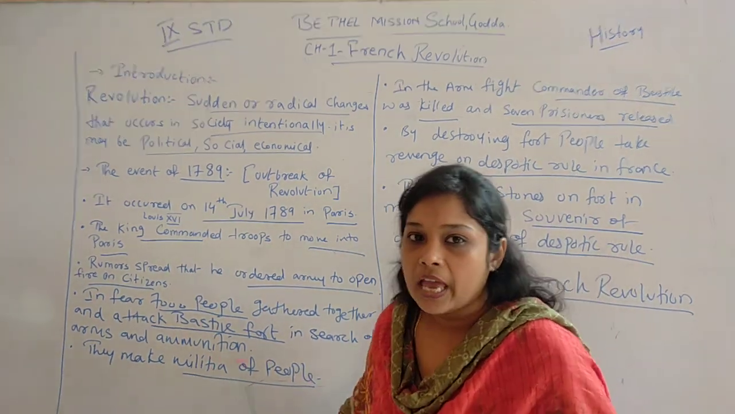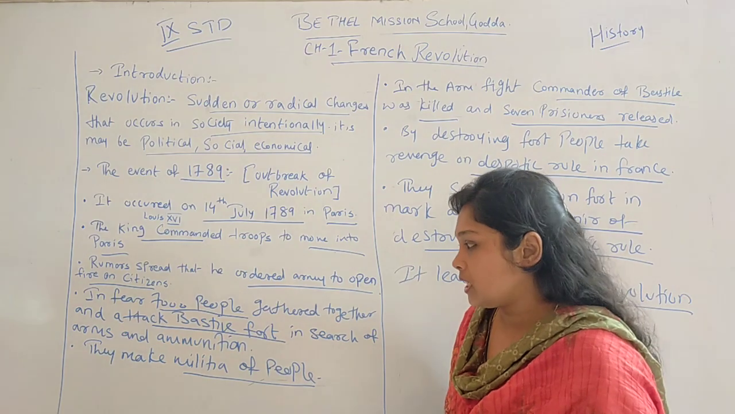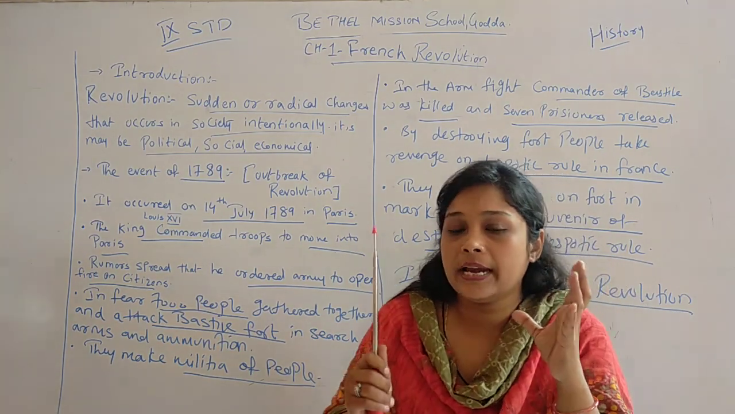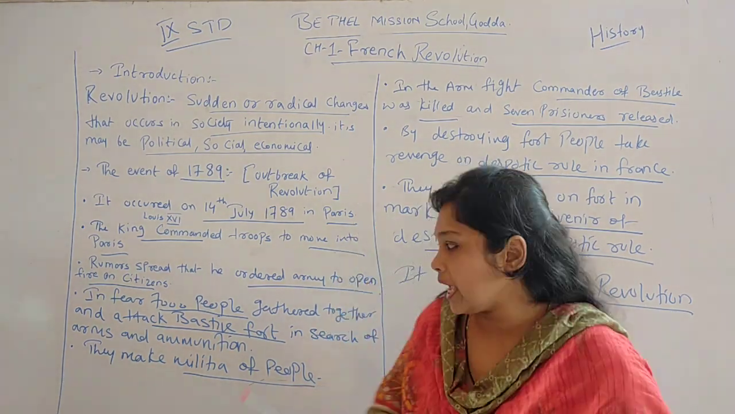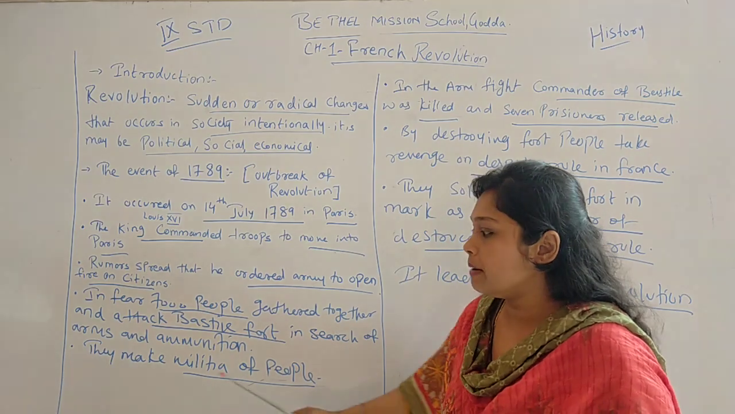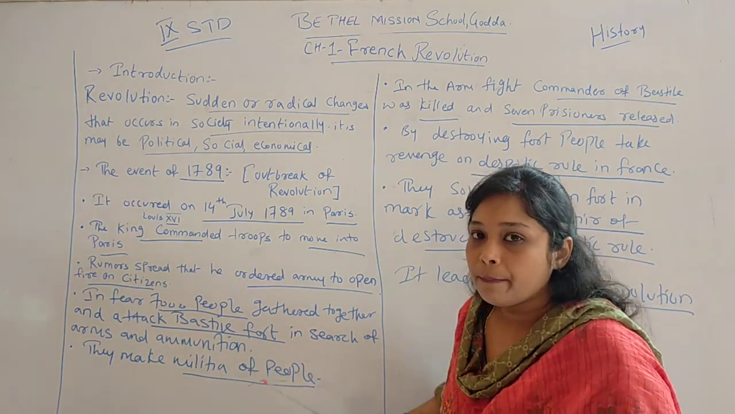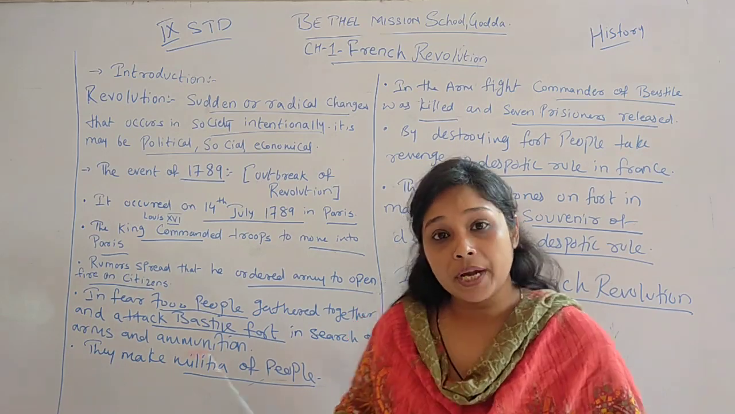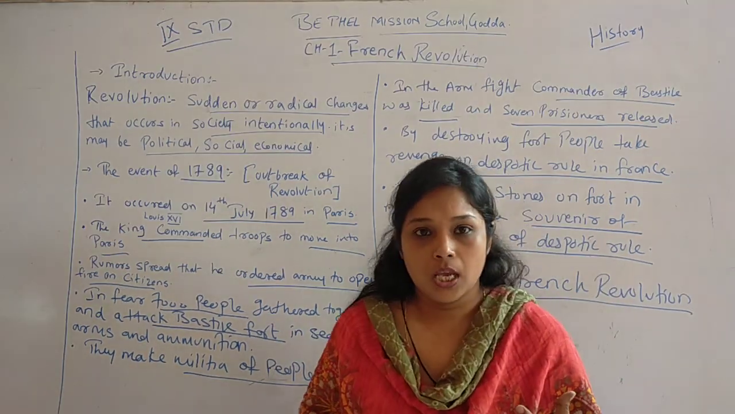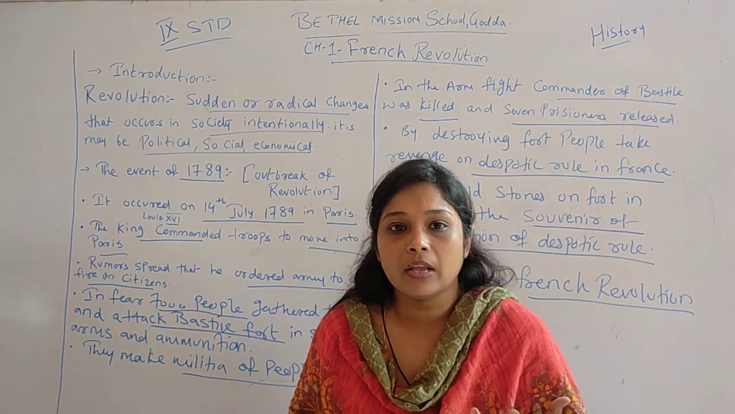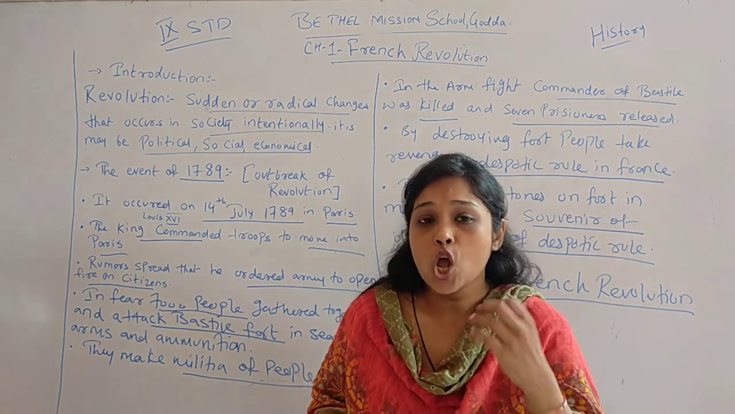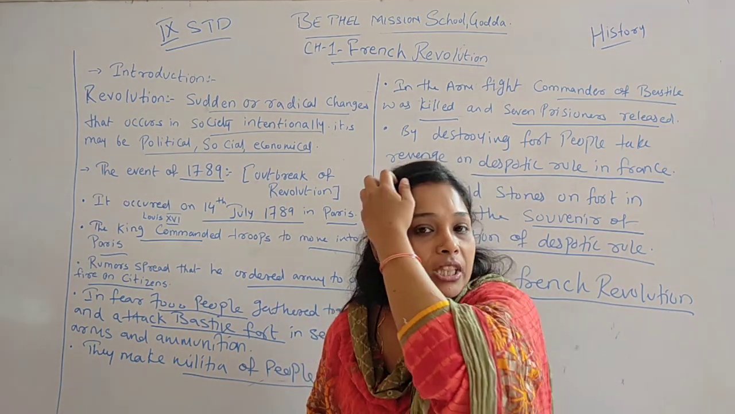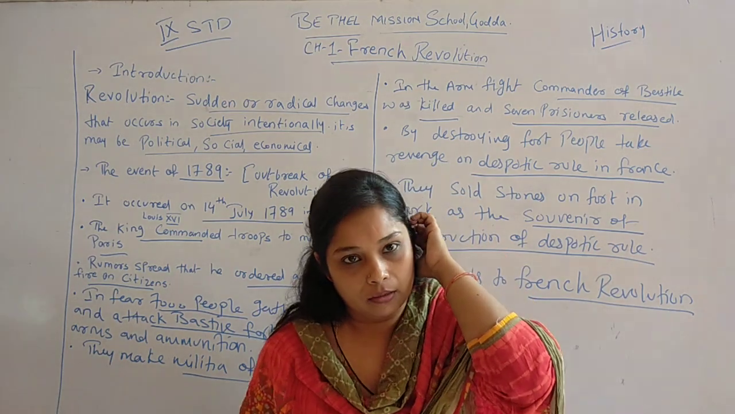When they attacked Bastille Fort, people decided to make a militia of people. Militia of people means people make themselves a military, a citizens' military, so that they can fight the army which was sent by the king.